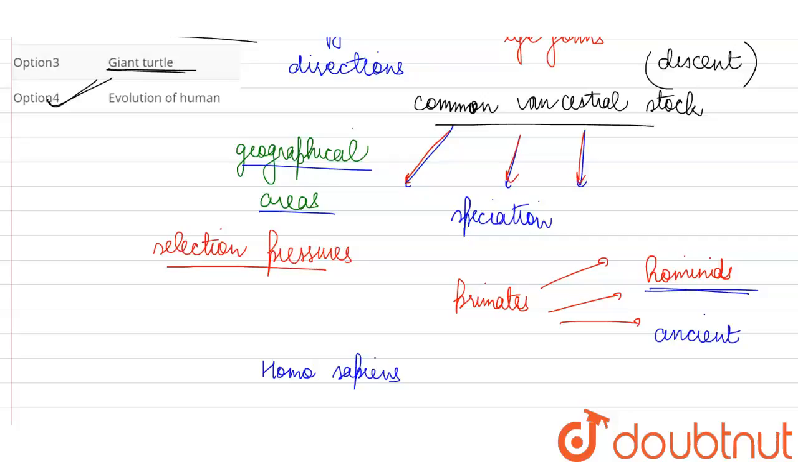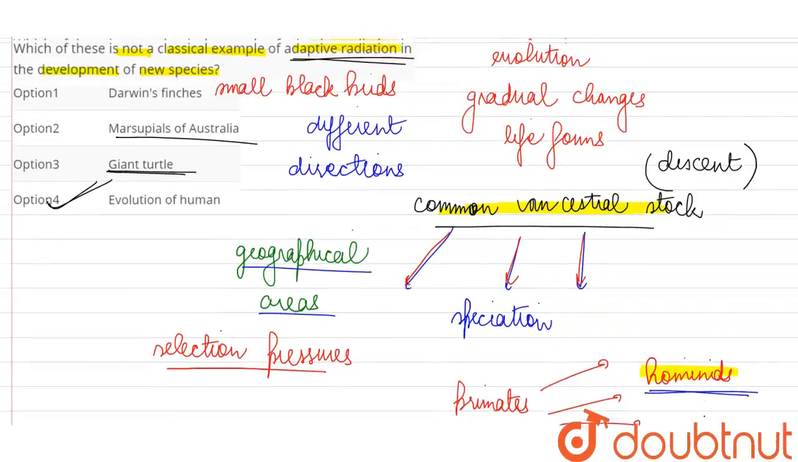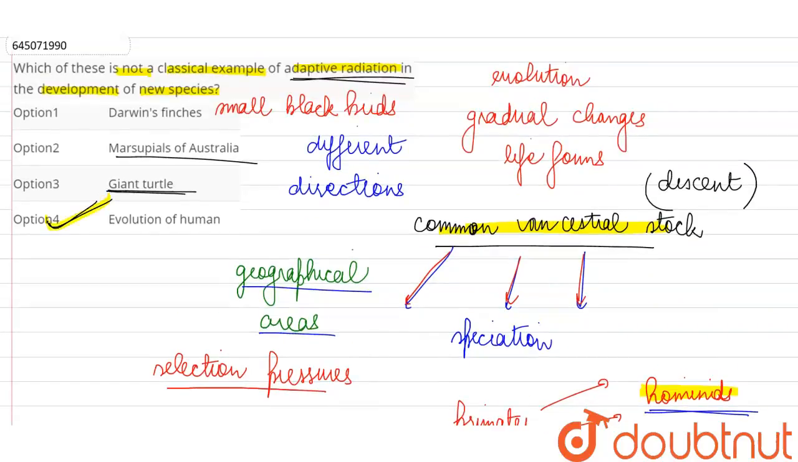They have disappeared, they have been wiped out, and human beings are not one of the species which have arisen from a common ancestor. We are the only species of such hominids that are alive today. So evolution of man, we cannot say that it is an example of adaptive radiation, because other very closely related species are not alive today. We can only find fossils of them.